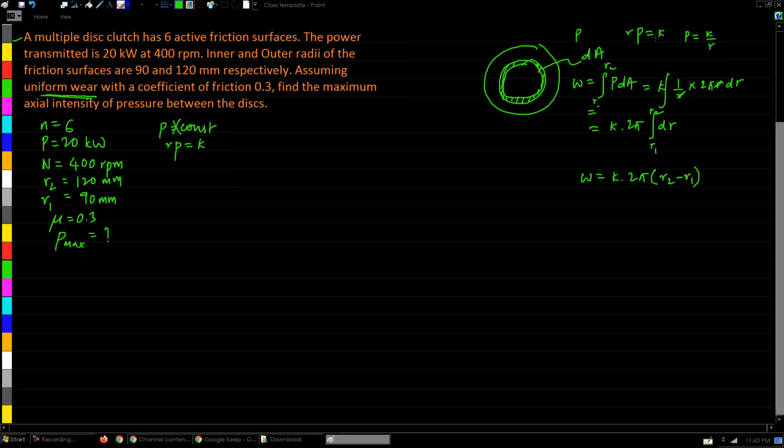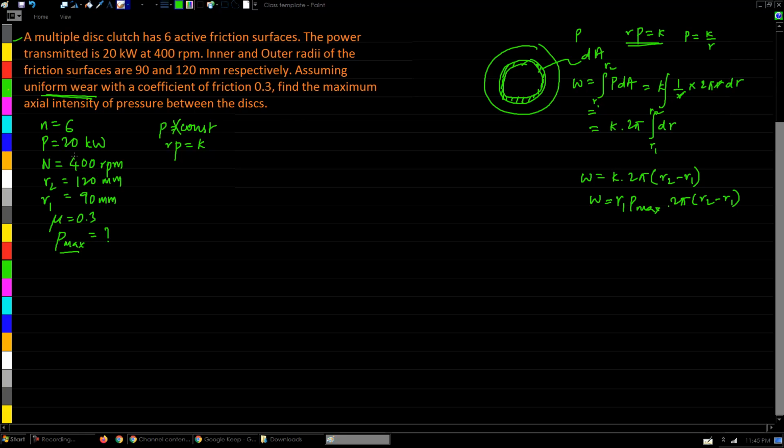Now K value we know here is R into P. So in order to find the K value, we should either know the radius and pressure at one of the places. Fine. So because here we have been asked to find the maximum pressure, we will have to take the pressure where it is maximum. The pressure will be maximum where radius will be minimum. So we'll have to take R1 into P max. That's the value of K which we have to take, and 2 pi into R2 minus R1. So this gives us the formula for P max.